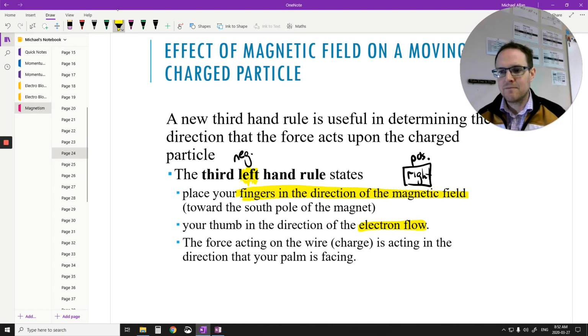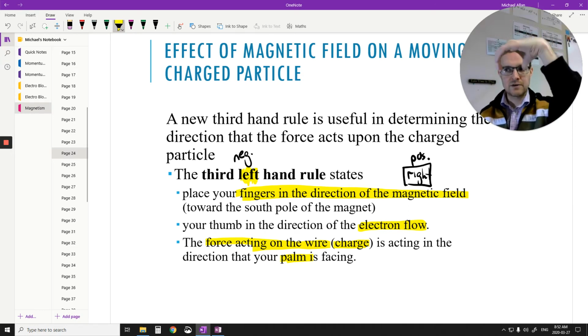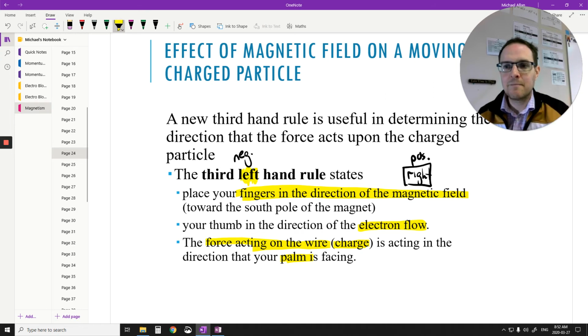Okay. And then my palm is the force acting on the wire or the charge, depending on what we're talking about. It could be a free moving charge or charge moving through a wire. They both do the exact same thing because a charge moving through wires is just electrons moving in a direction. So you still use the hand rule to determine the field around the wire or the field around the charge. So exactly the same.